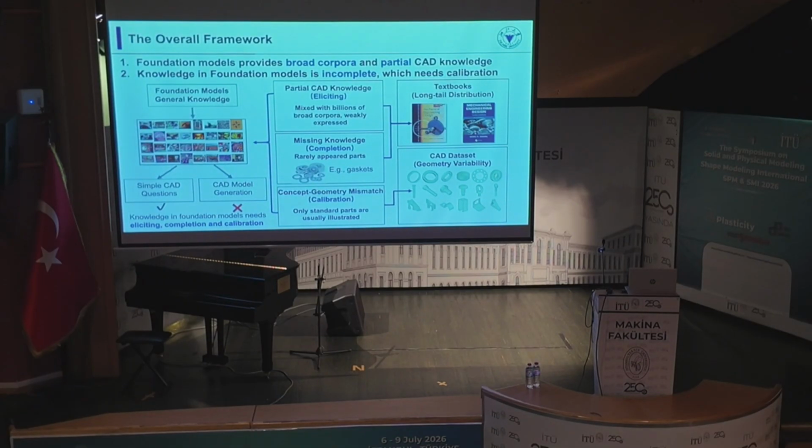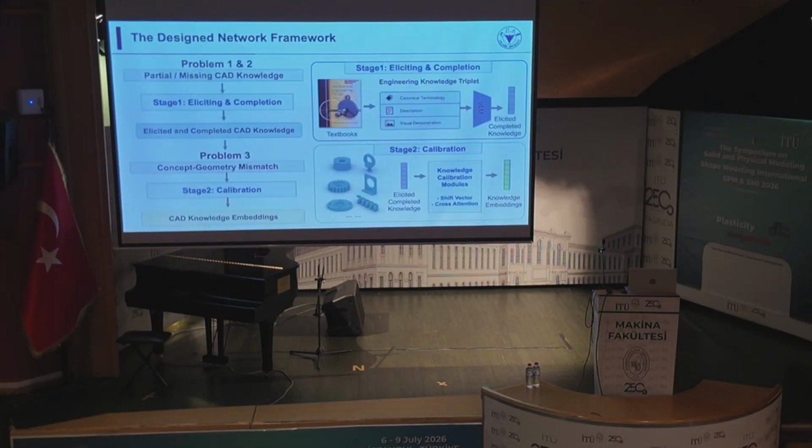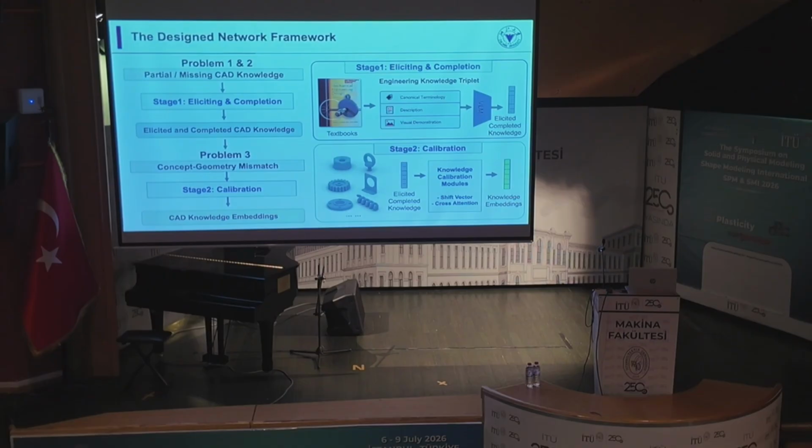Our framework combines foundation models, textbooks, and CAD datasets. The goal is to elicit, complete, and calibrate CAD knowledge so that foundation models can be used for CAD learning under data scarcity. The design contains two components. Stage 1 focuses on knowledge eliciting and completion. It extracts that knowledge from textbooks and represents it in the latent space through a VLM, a large foundation model. And stage 2 focuses on knowledge calibration. It adapts the explicit knowledge, which is in latent form, to the target dataset and aligns it with the CAD model embeddings.